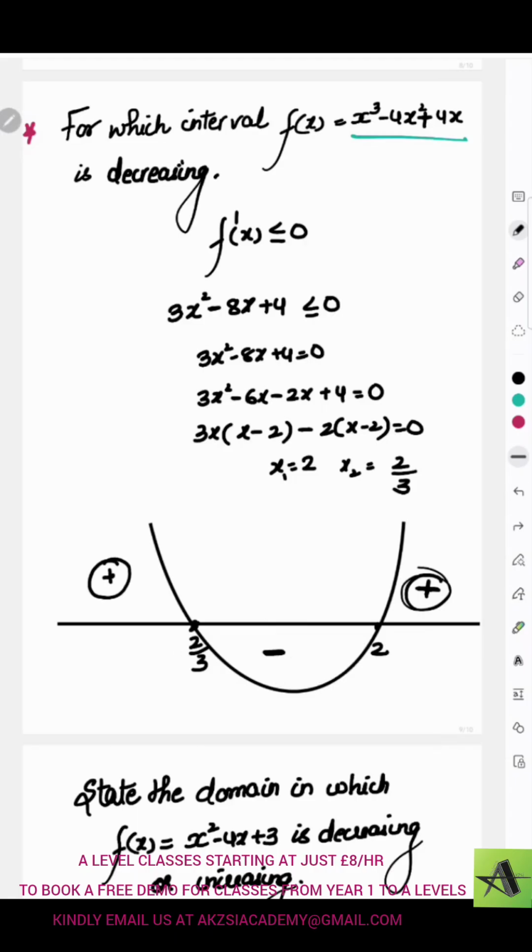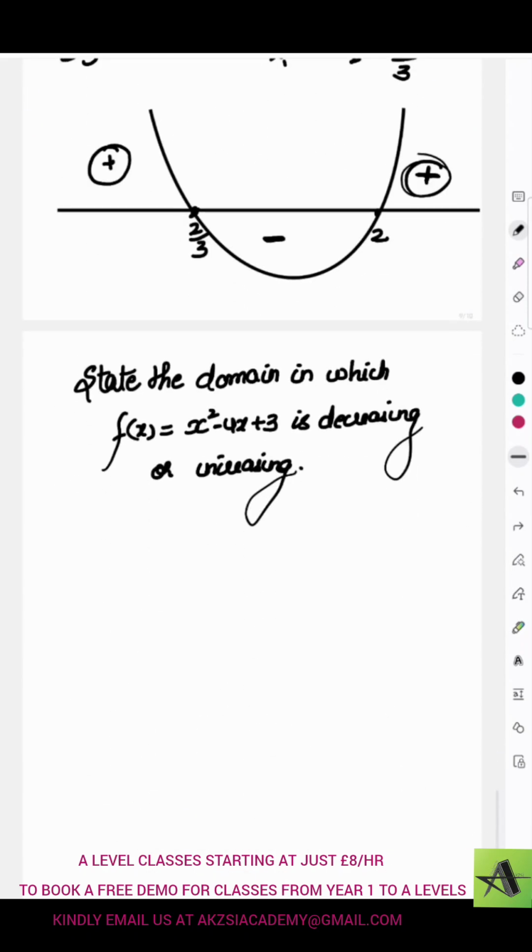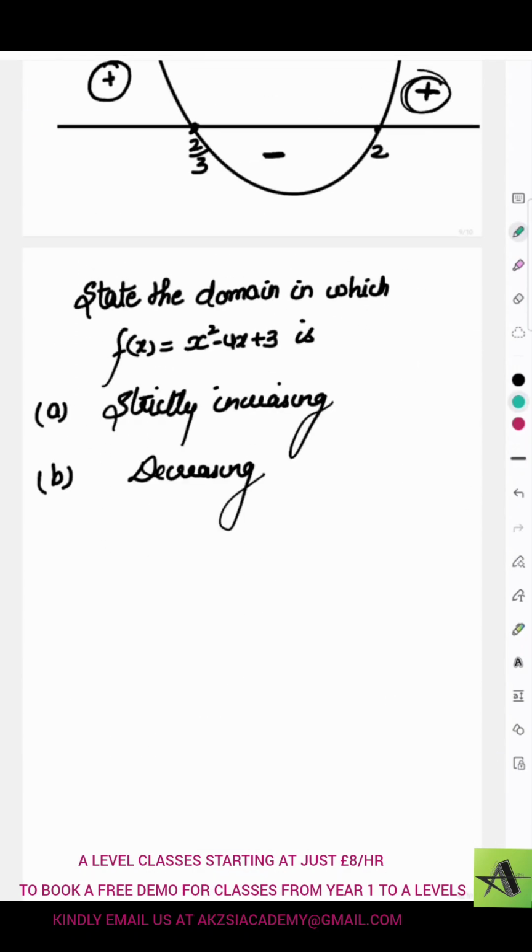So my final answer will be, the interval would be 2 over 3 to 2. And the square bracket represents that we are including 2 over 3 and 2 as well, because it's less than or equal to 0. If the inequality is just less than 0, then in that case we will be excluding 2 over 3 and 2. Moving on to the next question.